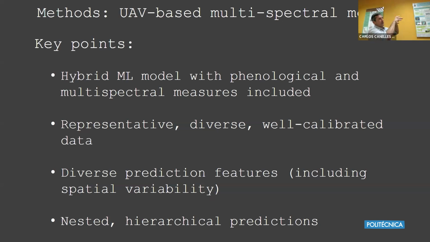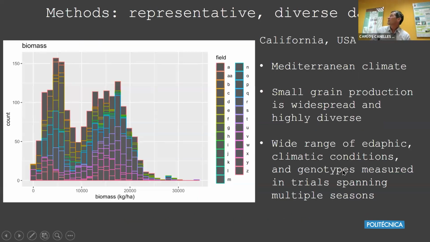And then, as I mentioned before, we really worked to follow a plant physiological framework when we were making the nested predictions. So these are the key points. I'll explain them a little bit more as we go through. This is giving you an idea of the scale of the data.